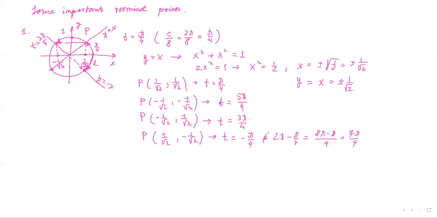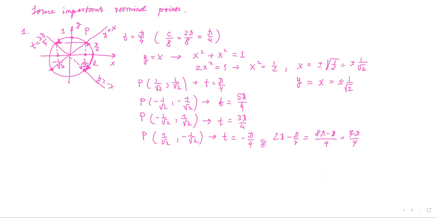Somehow it does not erase anything. They're not equal. They're just different t's for the point. Okay, so we know how to deal with pi over 4, and we know that there are going to be 4 symmetrical points around the circle, which deal with the same numbers, but with different signs of x and y.